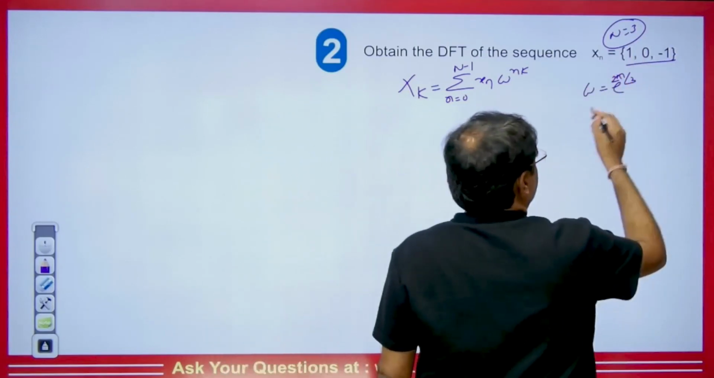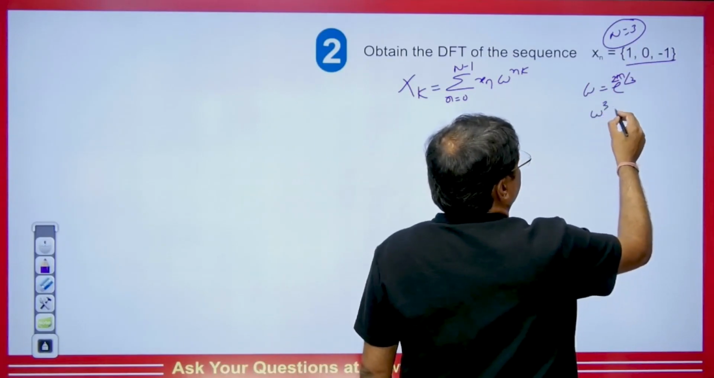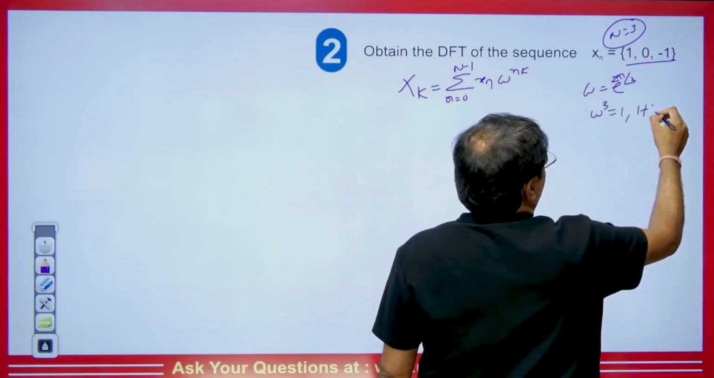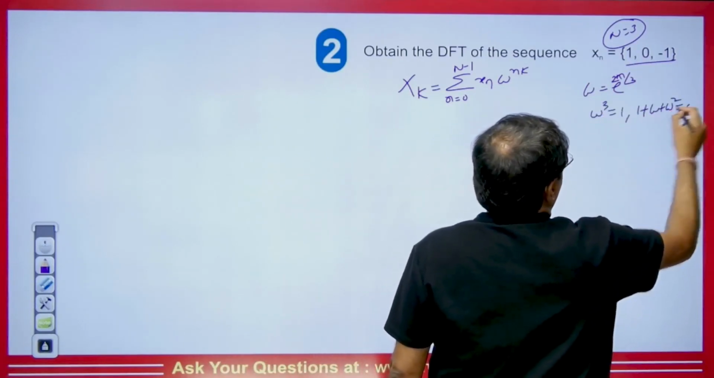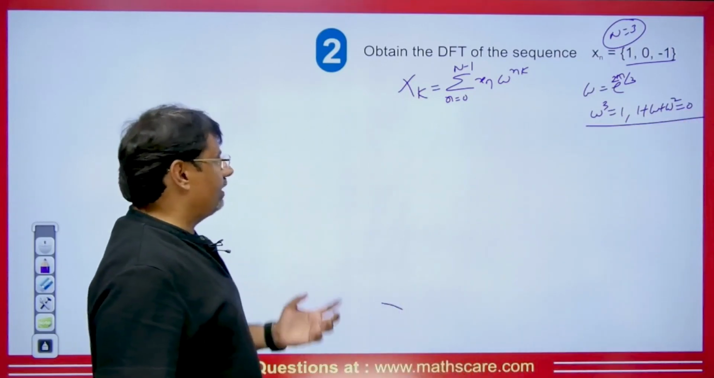And what do we have here? We have this as cube root of unity, clear? So we know the value of omega cube is 1, and 1 plus omega plus omega square's value is 0, because this is the property of cube root of unity.